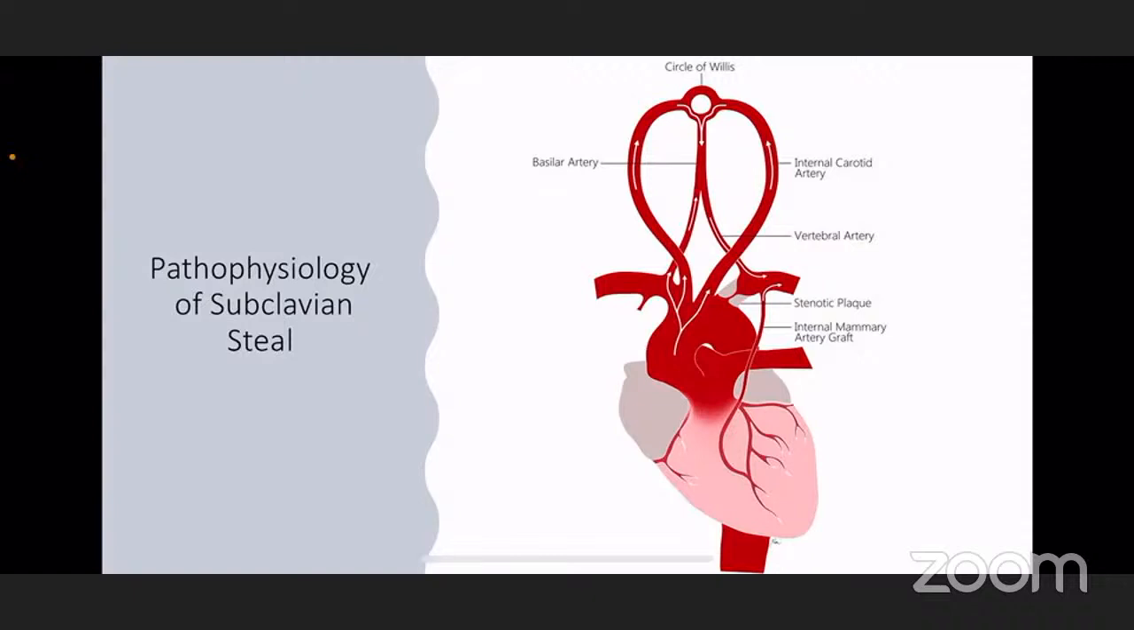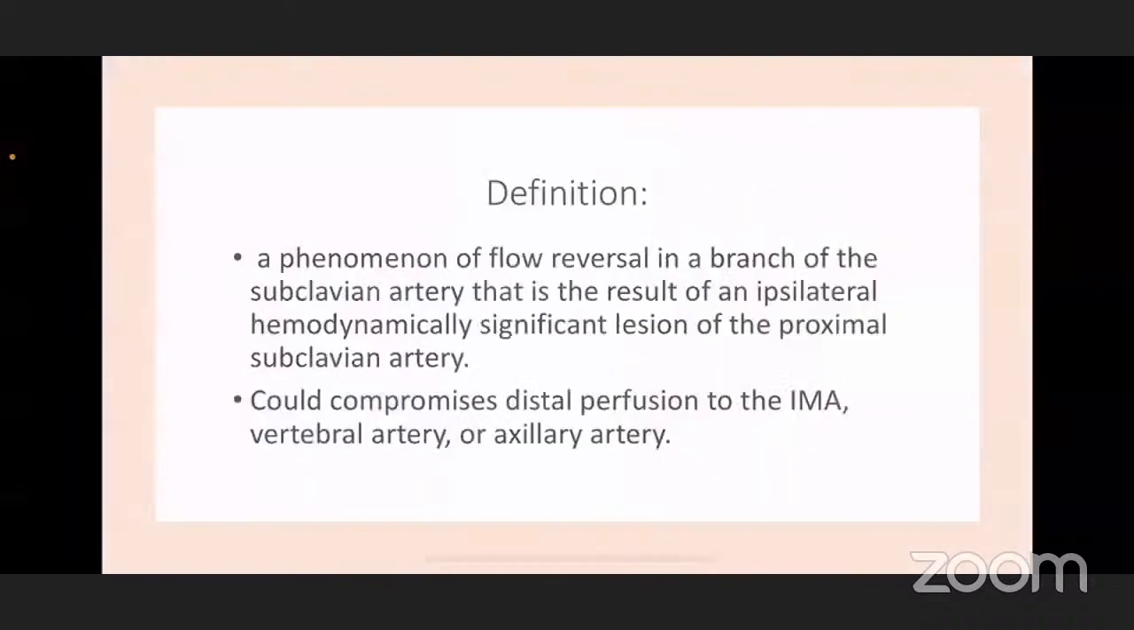It will steal the blood flow from the branches of the subclavian. For example, you can see the vertebral artery here. The blood flow is being reversed or stolen from the vertebral artery and basilar artery back down to the post-stenotic lesion from the subclavian artery. The same thing happens if you have a LIMA to LAD graft, if you did a CABG before. The blood will be stolen from the LIMA that is supposed to go to the heart. It will be stolen to the right arm. So it could compromise the distal perfusion to the LIMA, as we said, and the vertebral artery or the axillary artery. Is that clear?